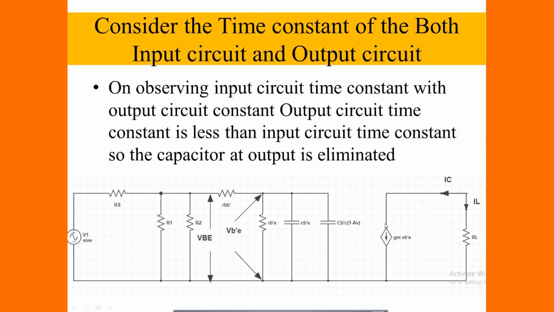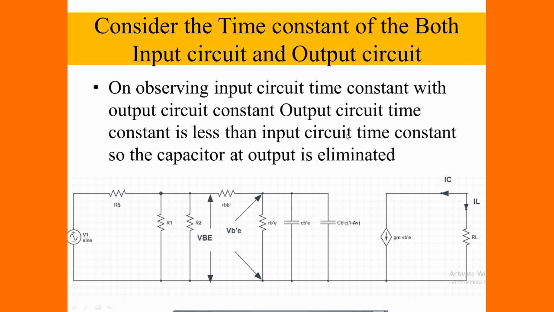Now, in order to further minimize the circuitry, we are taking the time constant of the circuit on both sides, the input side and the output side. The input side time constant is much greater than the output side time constant, so we are eliminating the CB-C into (AV minus 1) by AV at the output circuitry. Then the circuit is going to remain like this. It is only having the CB-C at the input side, and the CB-C at the output side gets eliminated.